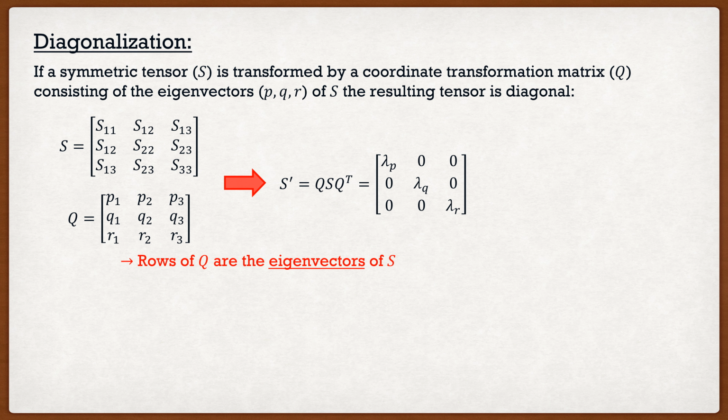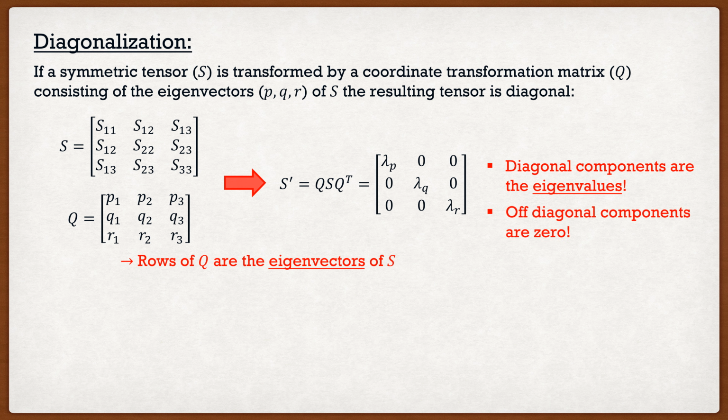we see that the resulting matrix is diagonal. What makes this so special is that the diagonal components of this matrix are the eigenvalues of S, and the off-diagonal components are all equal to 0. Therefore, if I know the eigenvalues of S, I know what S prime is, and that's going to be very important moving forward.